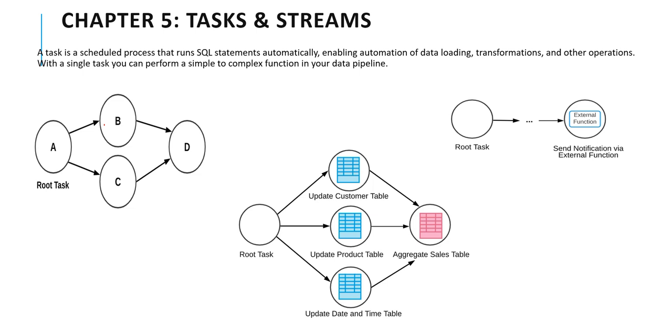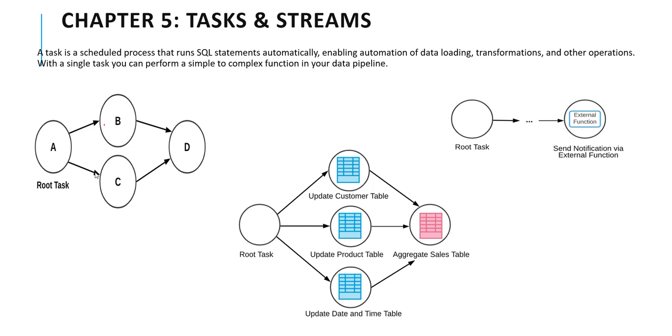A task is a scheduled process that runs SQL statements automatically, enabling the automation of data loading, transformation and other operations. With a single task, you can perform a simple to complex function in your data pipeline. There are three diagrams here, so let's understand them one by one.